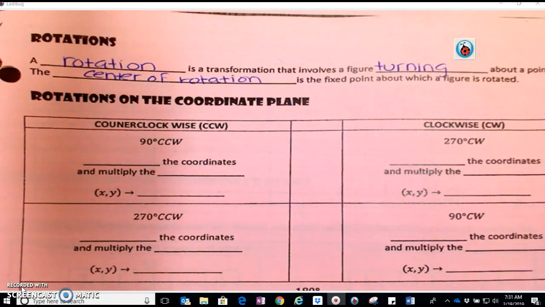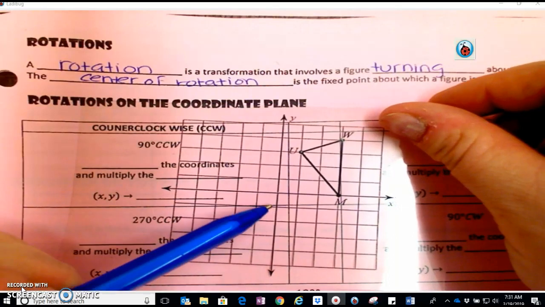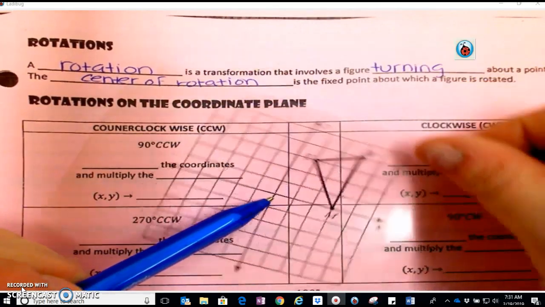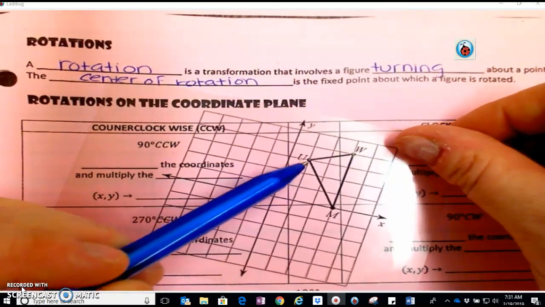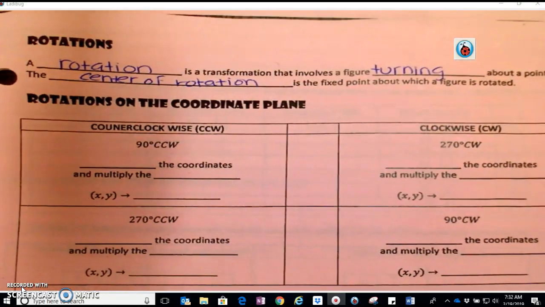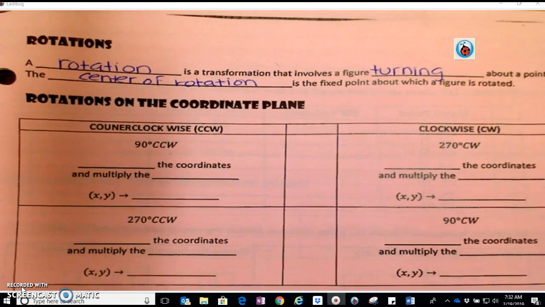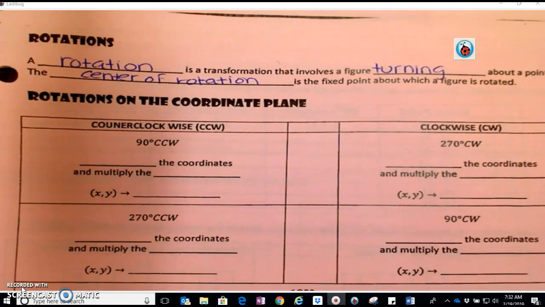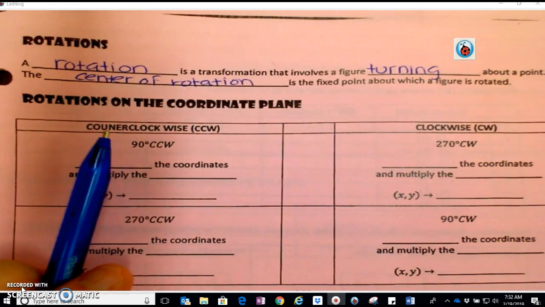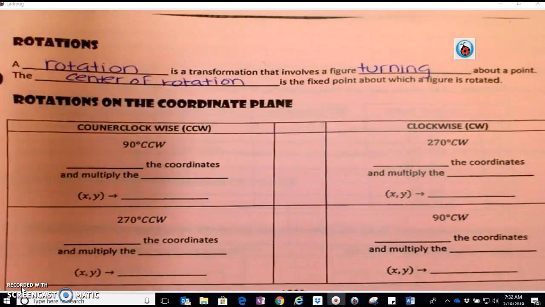So when I was using the transparency in the discovery activity, I put my finger on the origin and moved it. So you can rotate figures around a point, you can rotate it around itself, but our focus for this unit is rotating around the origin. And then also in the discovery activity, we talked about counterclockwise and clockwise and making some connections there.